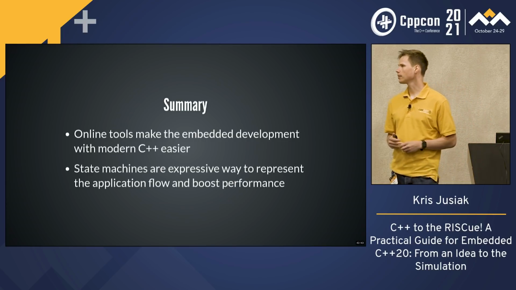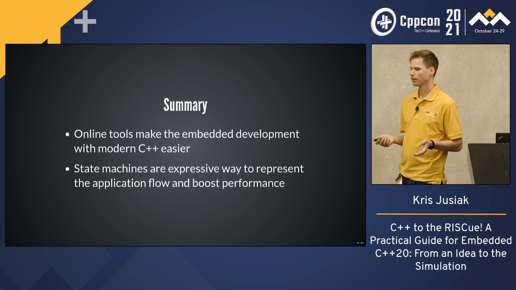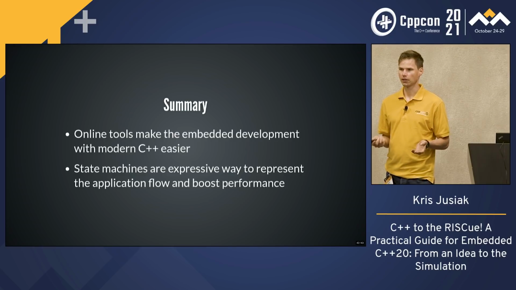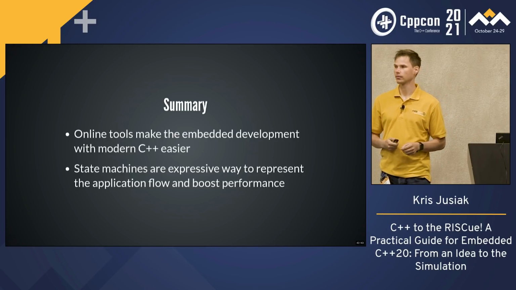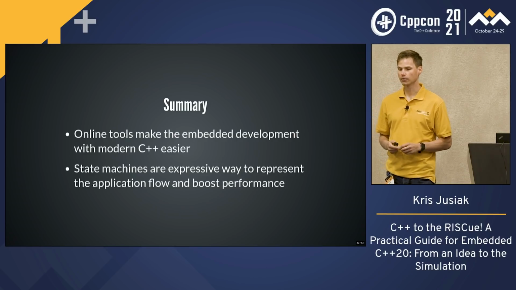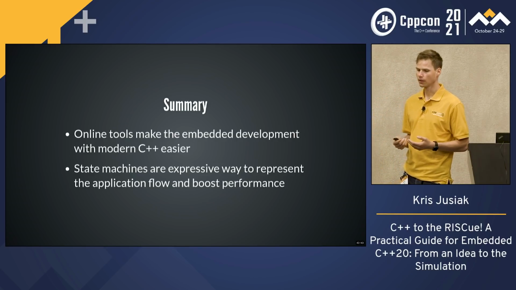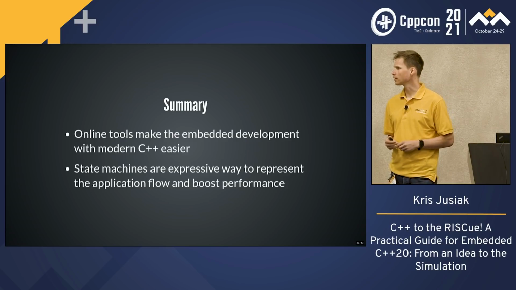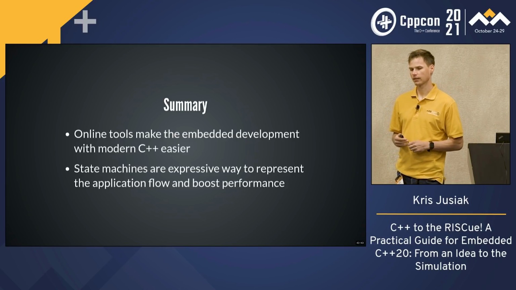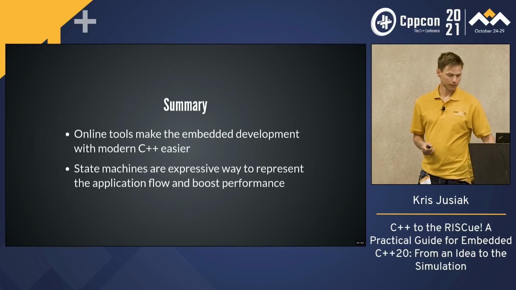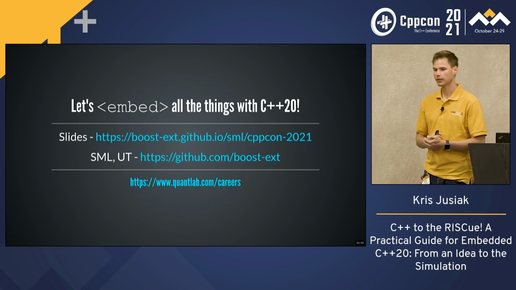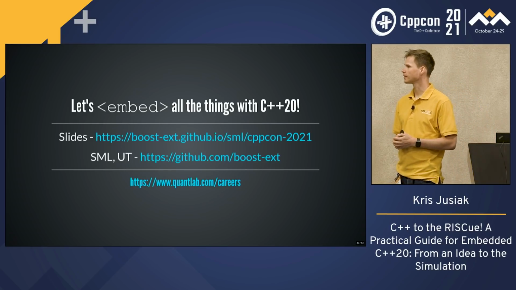And also an important fact is that state machines can be a really expressive way to represent the application flow, especially good for the embedded world. And because they express what, not how, we can easily change the underlying implementation. We can optimize it and hint the compiler into getting the best out of available tools and boost performance with that. So with that, let's embed all the things with C++20. Thank you very much.